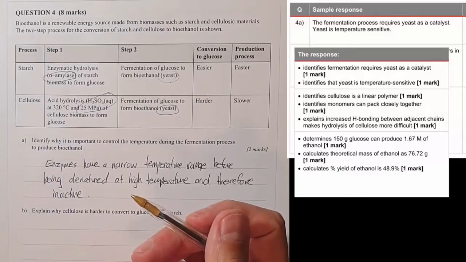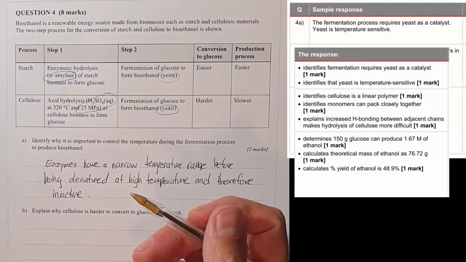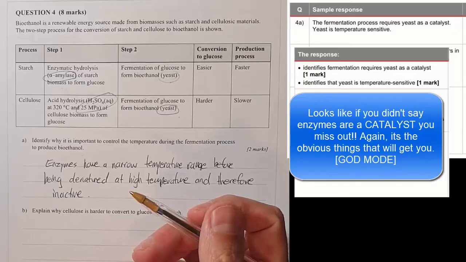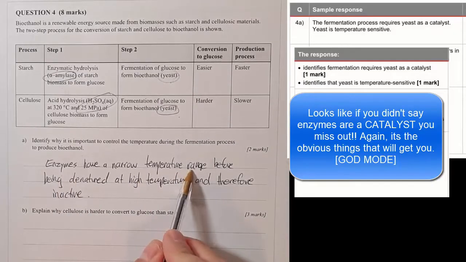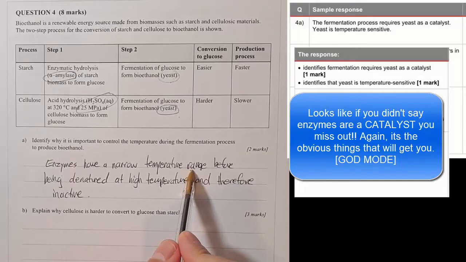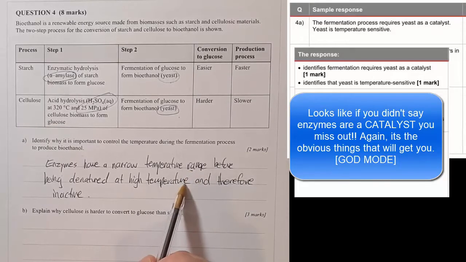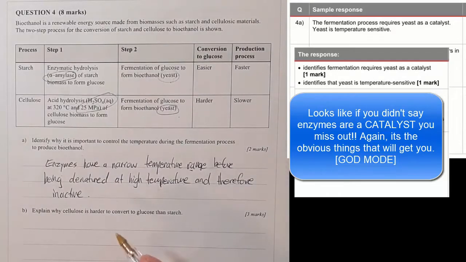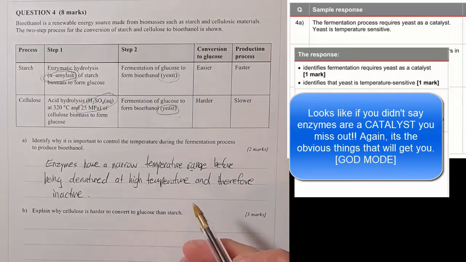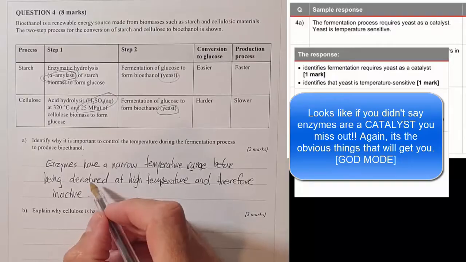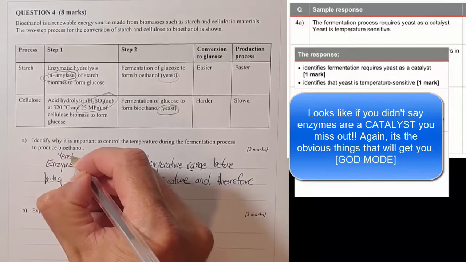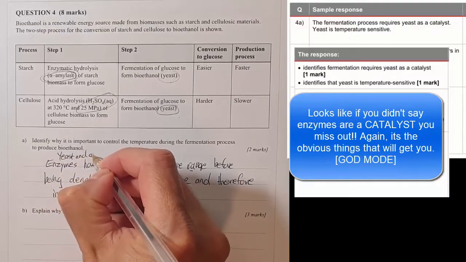What else are we looking for here? Fermentation requires use as a catalyst and requires use as temperature sensitive. Enzymes have a narrow temperature range. Temperature sensitive, yes. Requires a catalyst. I didn't say it was yeast. So there's an enzyme here as well. So I'm leaving it at that and not quite sure if I'm going to get the marks for that. So I really should say enzymes. I really should just say the yeast and amylase.